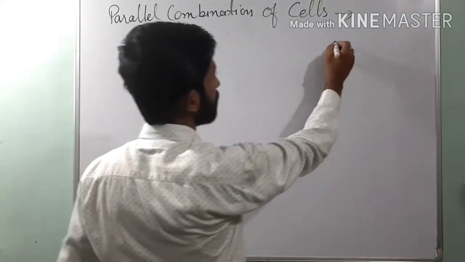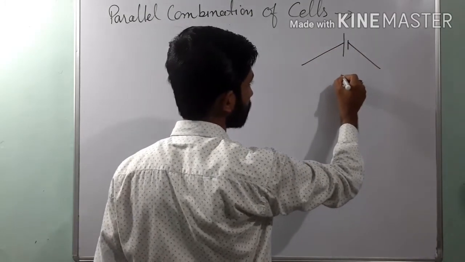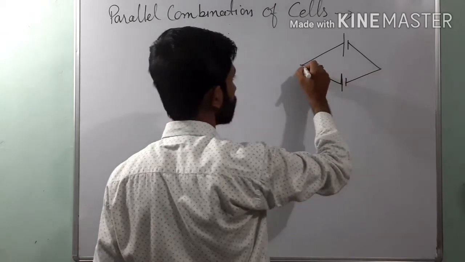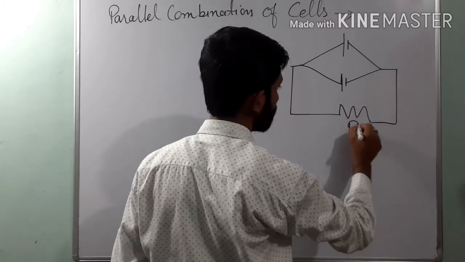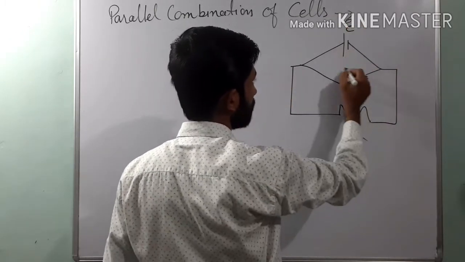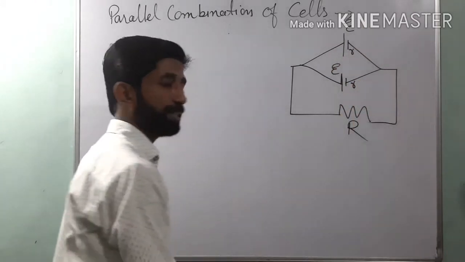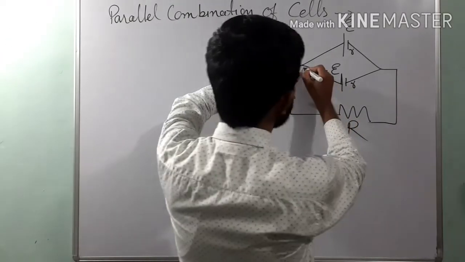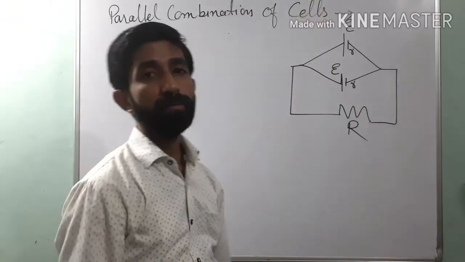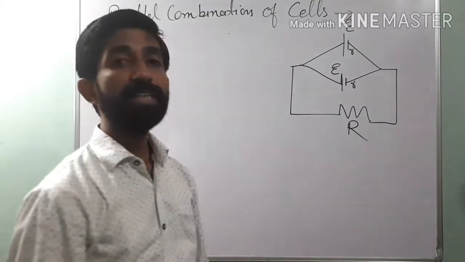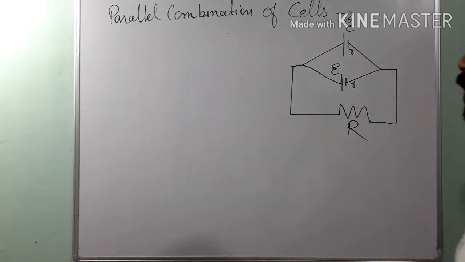So take this series parallel combination of two cells as we did in the last video. This is your two cell combination. This is the external resistance, its EMF is E, and it is of the same EMF. Internal resistance is R, and its internal resistance is R again. If we have n number of cells connected in parallel combination, what will be the effective EMF and what will be the effective internal resistance of the cell?